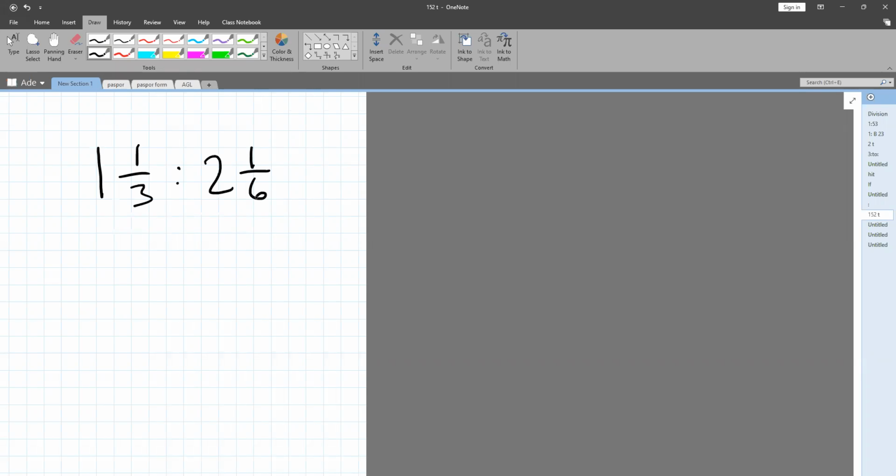Okay, so did you get the answer, Patrick? No, okay, that's fine. Let's check this first. I think what you did here was to convert this into an improper fraction. So what is that? 13 on 3. And you also do the same thing with this one, 13 on 6.